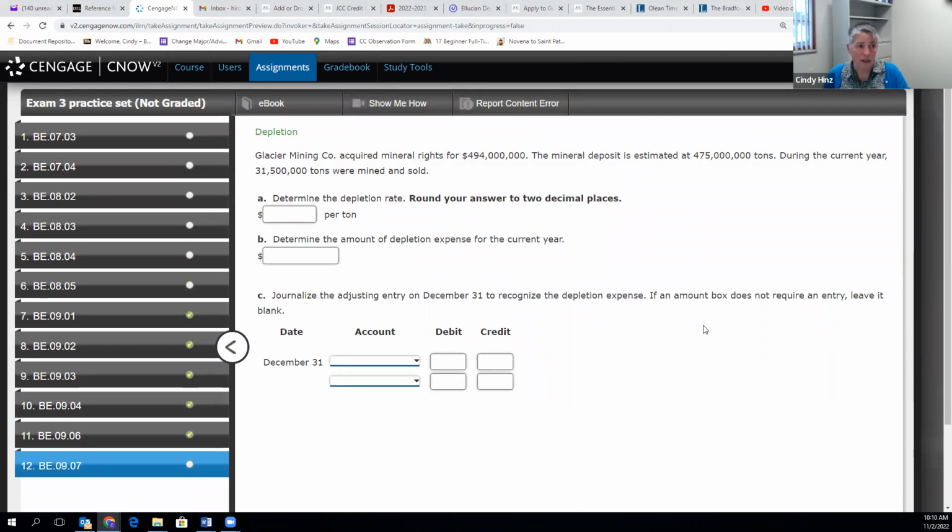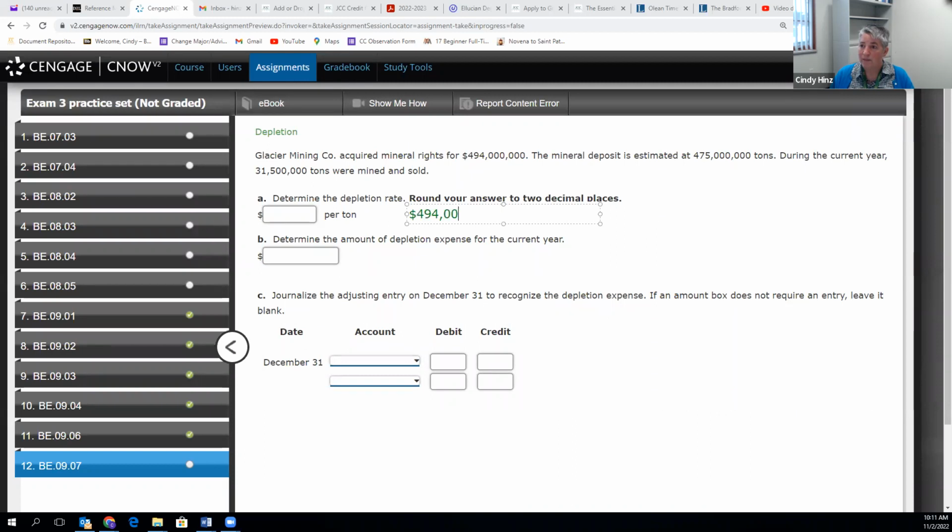And this exercise is related to depletion. So this is for a natural resource. I said in class that this depletion calculation is really the same concept as using a units of activity or units of production method for recording depreciation. Depletion is the specific term that we use for natural resources. And so our first question is to determine the depletion rate. Again, this calculation looks just the same as what we do for the units of activity.